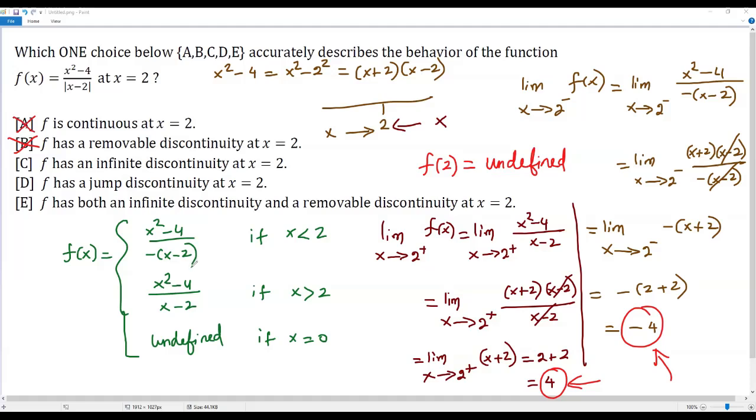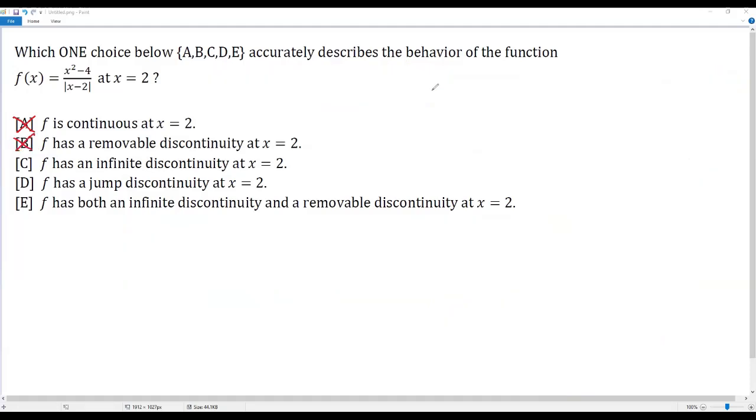So the second option, option B, is also incorrect. Okay, now we can move to option C. Let me erase the stuff we have over here. Now let's go to option C.